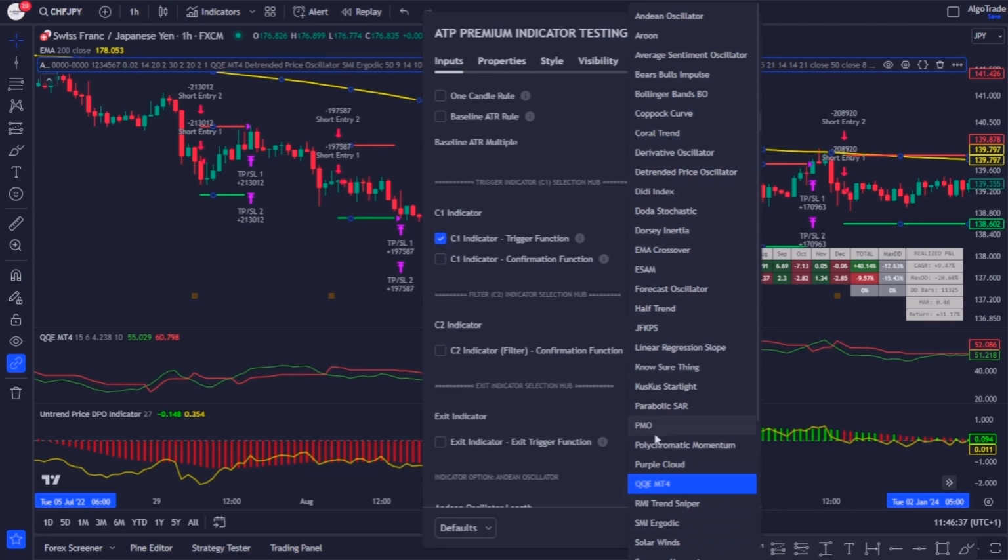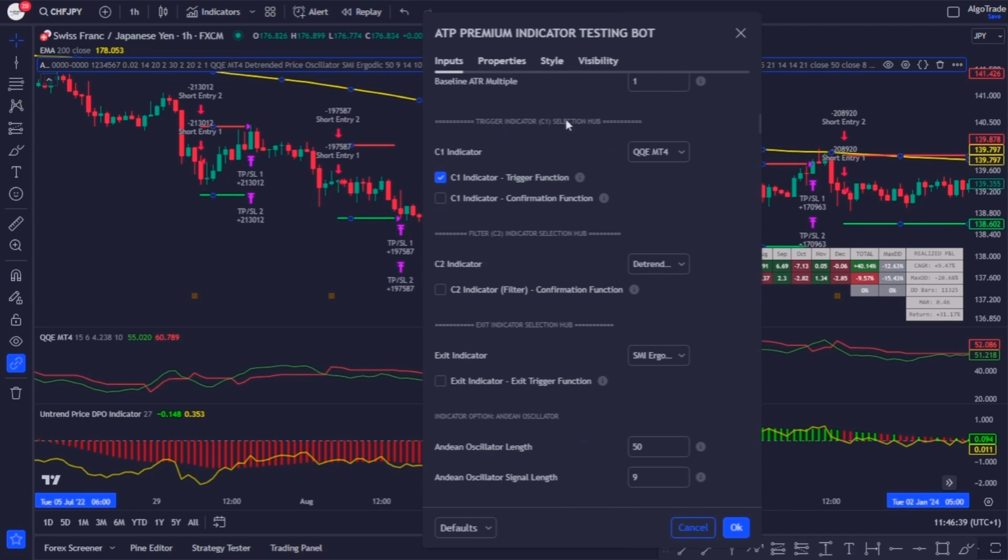After selecting the QQE MT4 in the Trigger Indicators section, I can look down and find the C2 or Filter Indicator option.